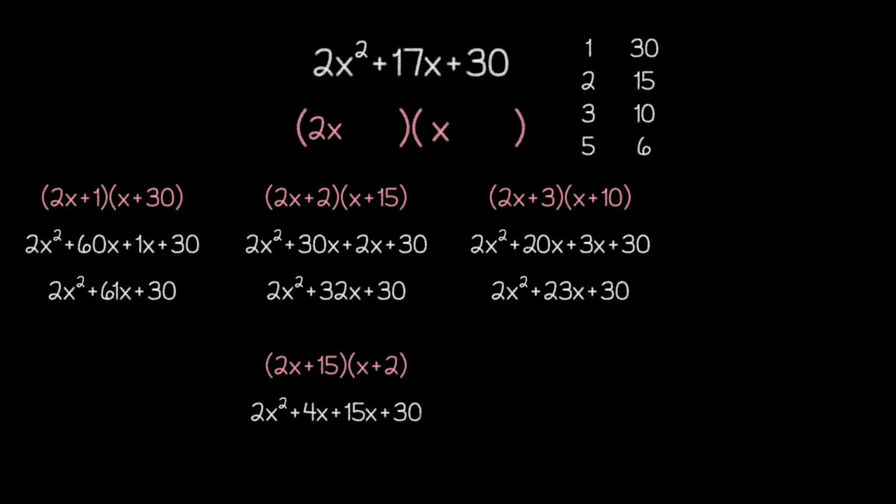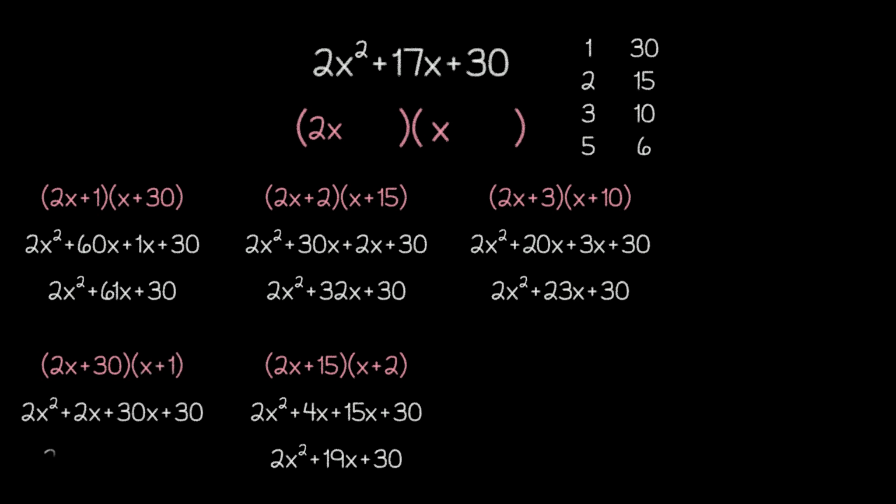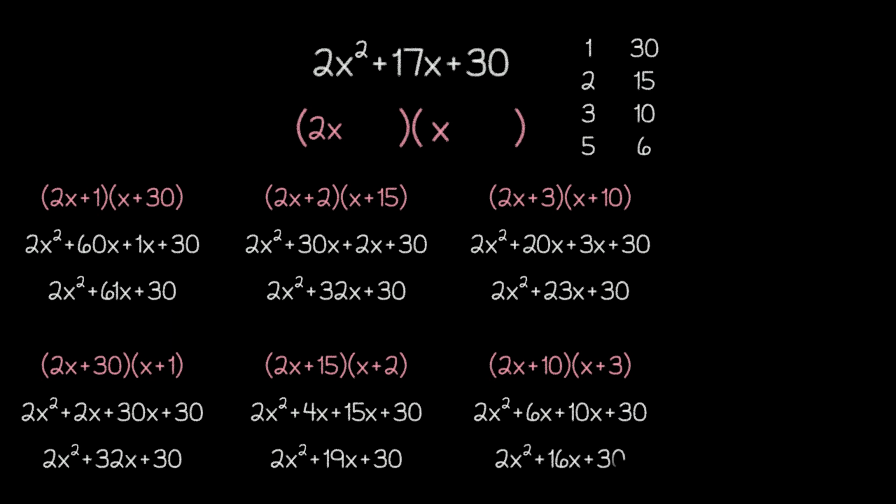Check out what happens when we switch the order of the 2 and 15. We get a completely different linear term. And while that new linear term is much closer to what we wanted, it's still not correct. Essentially, what we need to do here is experiment with each pair of numbers that multiplies to 30. We'll try switching the order of the other pairs of numbers that we've tested, but when we see that they don't work either, we'll have to move on to our last option.